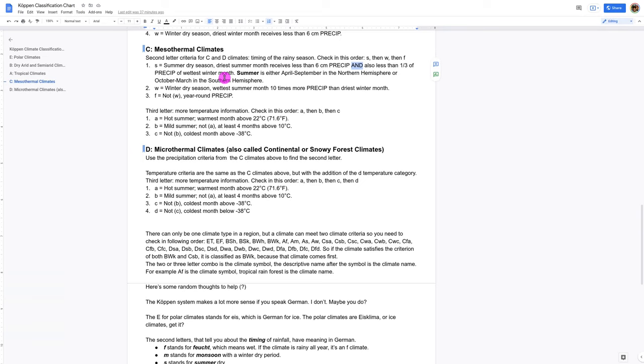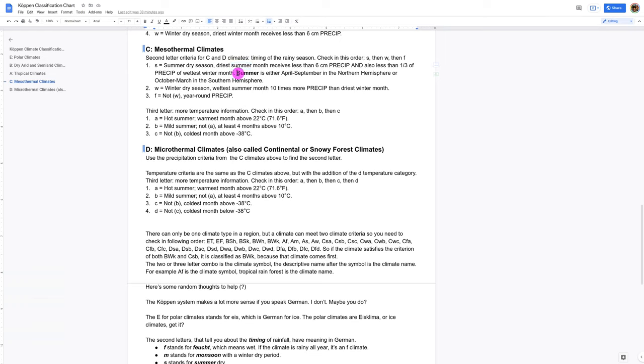So I guess that one does involve a little bit of math. You just have to see, is it less than 6 centimeters, and is however much it gets in the driest month less than 1/3 of the amount of the wettest month? Oh, this is important, because this says driest summer month. It doesn't actually specify which months those are, and Köppen did that for us.